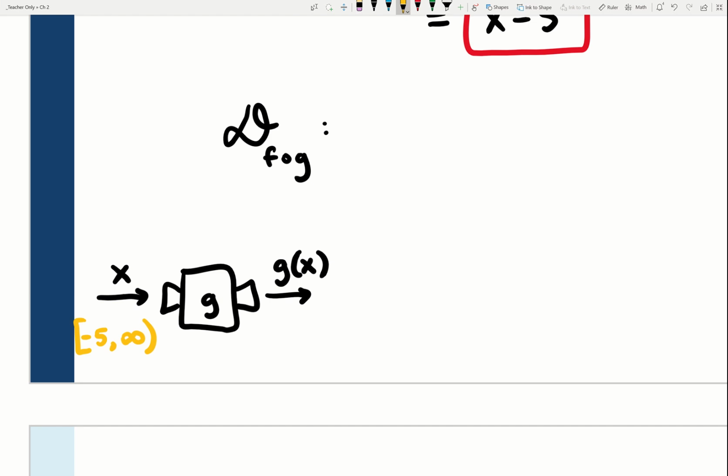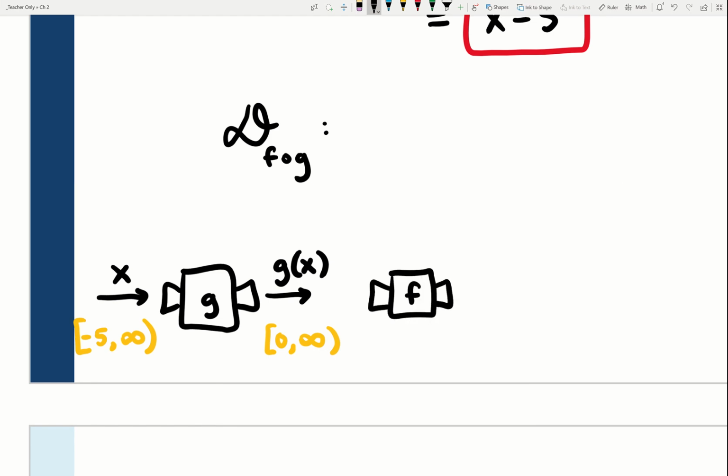If you were to actually graph this function g, that is the square root of x minus 5, you would find that we would have a range of all the numbers that go from 0 all the way to positive infinity, okay? And that's important to point out here, because we're about to give this g of x output to my f machine as the input.